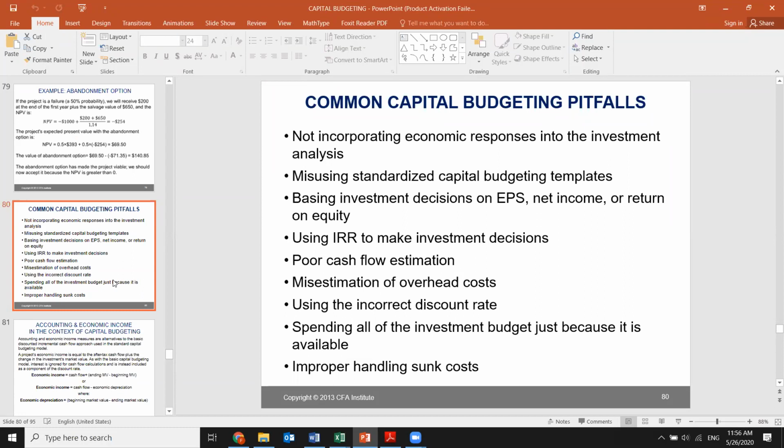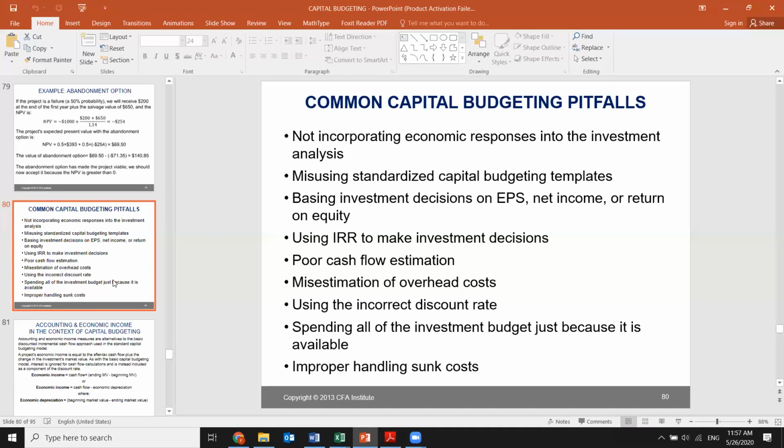First of all, it is not incorporating the economic responses into the investment analysis. It misuses the standardized capital budgeting templates, basing the investment decision on earnings per share, net income and return on equity. So using the IRR to make the investment decision, because the IRR has many pitfalls, and that's why they have problems. And it has poor cash flow estimation, misestimation of the overhead cost, and using the incorrect discount rate.